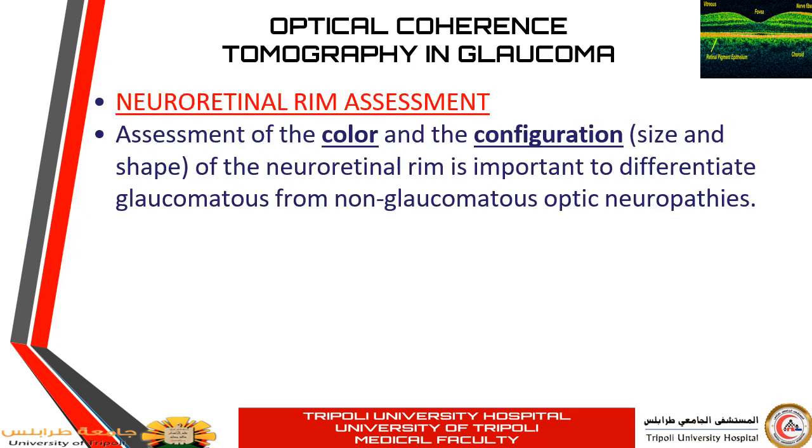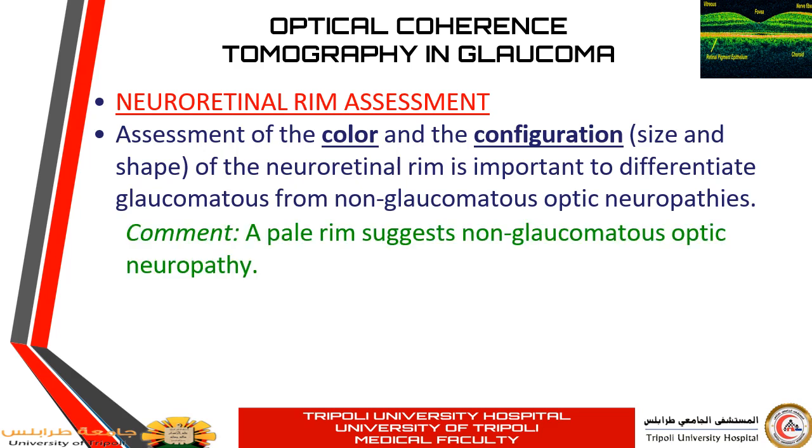In this slide, I will emphasize certain important points regarding the neuroretinal rim. In the assessment of the neuroretinal rim, we should concentrate on the color and the configuration to be able to differentiate the changes seen in the optic disc. Is it due to glaucoma or non-glaucomatous optic atrophy? An important fact is that pallor of the rim suggests non-glaucomatous optic atrophy. So glaucoma is usually not associated with pallor of the optic disc. Pallor indicates that there is an abnormality of the optic disc or some optic neuropathy, but not due to glaucoma. In glaucoma, you will find thinning of the neuroretinal rim, but not necessarily pallor.